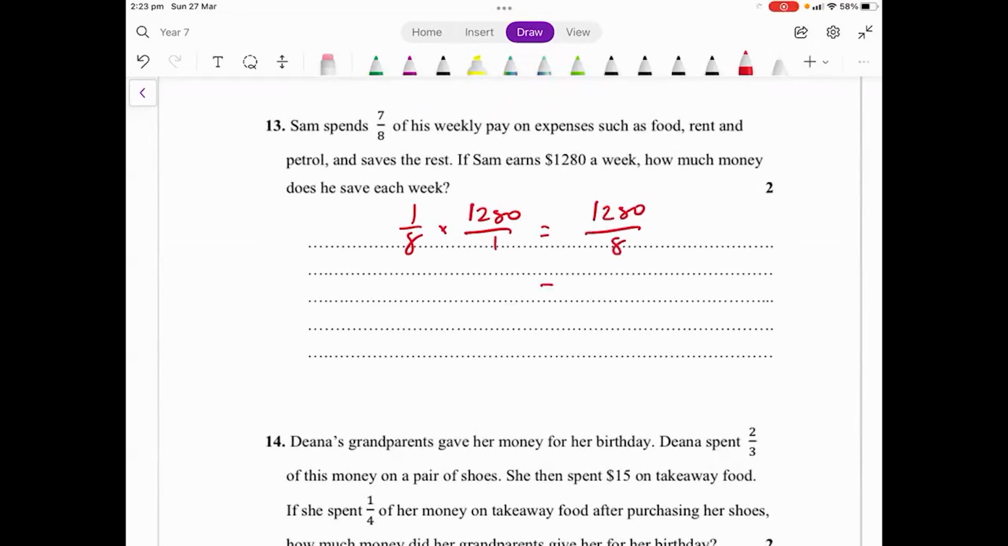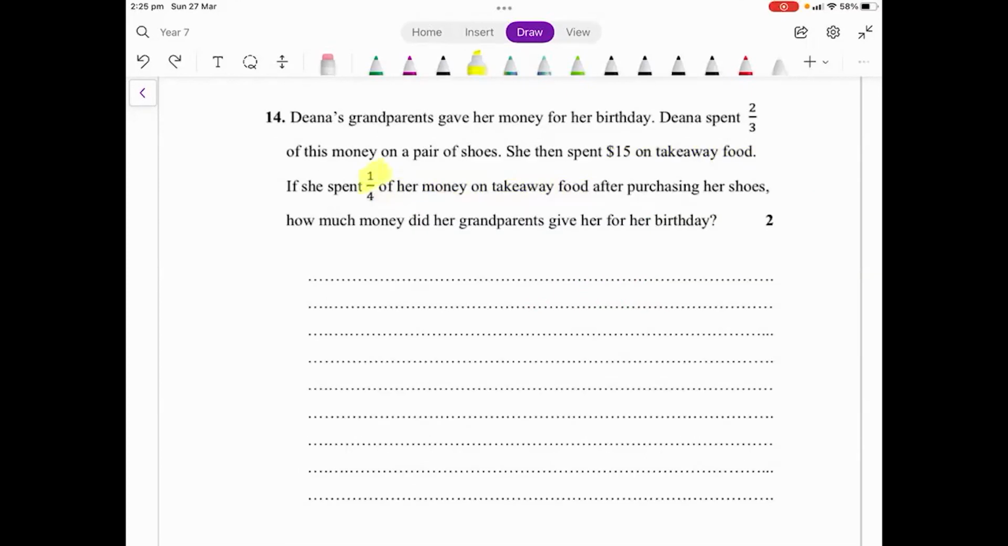You can do an algorithm for that division, or you can simplify slowly by halving and halving a few times. If you do a division algorithm, you do 12 divided by 8, which is 1, remainder 4. 48 divided by 8 is 6, remainder 0. And 0 divided by 8 is 0. So you get 160 straight away. If you halve it, you will get 640 over 4. Then you'll get 320 over 2. And finally, you'll get 160. Same answer either way.